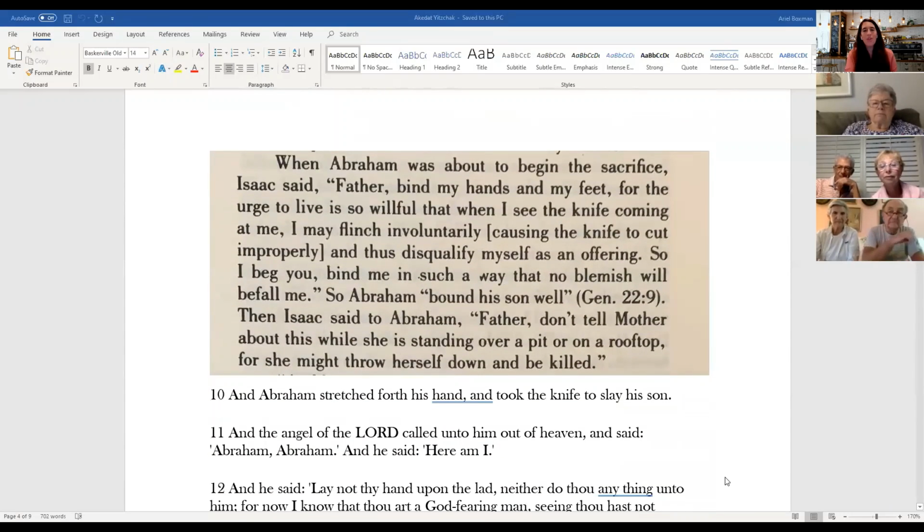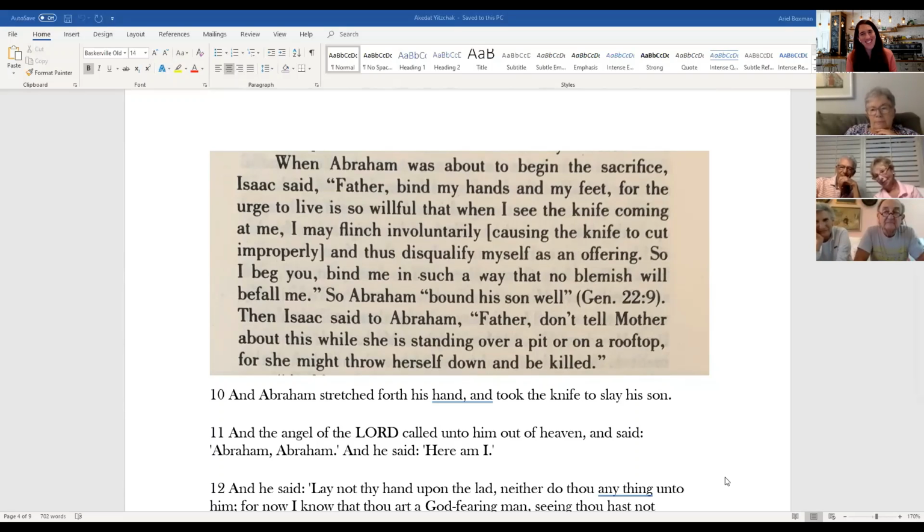When Abraham was about to begin the sacrifice, Isaac said, "Father, bind my hands and my feet, for the urge to live is so willful that when I see the knife coming at me, I may flinch involuntarily, causing the knife to cut improperly, and thus disqualify myself as an offering. So I beg you, bind me in such a way that no blemish will befall me." So Abraham bound his son well. Then Isaac said to Abraham, "Father, don't tell mother about this while she is standing over a pit or on a rooftop, for she might throw herself down and be killed."